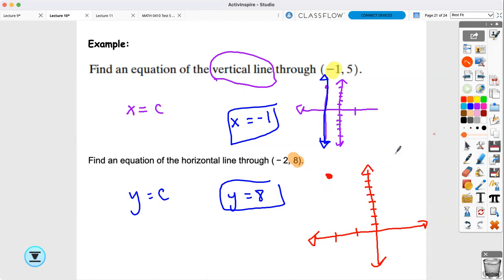So remember, I want a horizontal line, and look at where it crosses. It crosses at the point and uses the same y value. The same y value. Does everyone see that? So y has to be +8. Any questions for this example, guys?